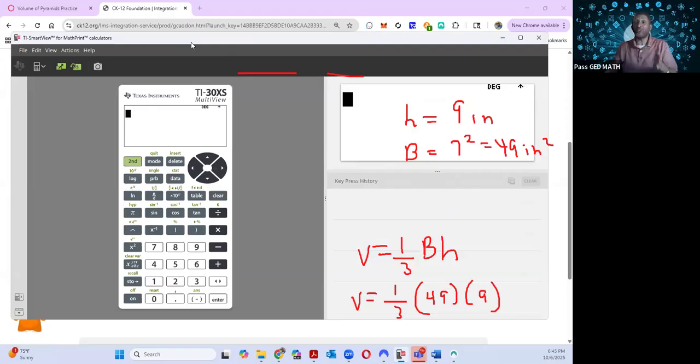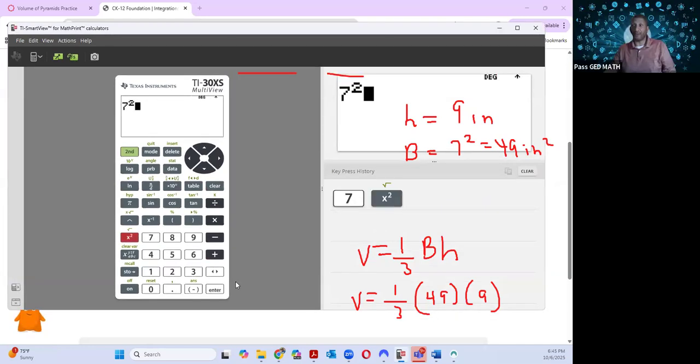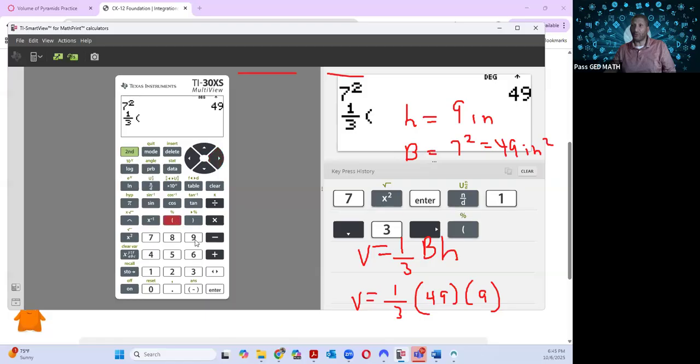The area of the base was 7 squared. 7 squared is equal to 49. So if you didn't know, just put 7 squared in. Bang, 49. Hit 2nd, 1/3. The area of my base was 49. I'm using parentheses because I'm multiplying times my height, which is 9.